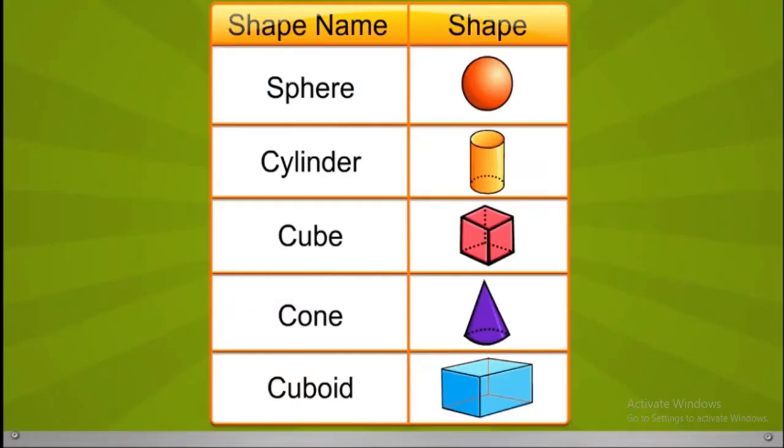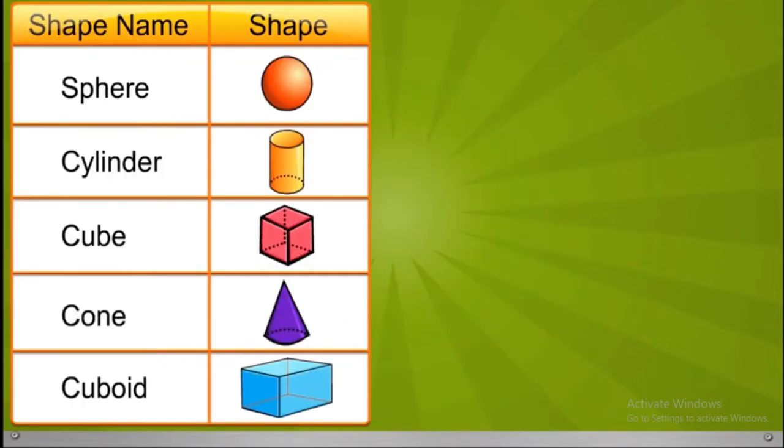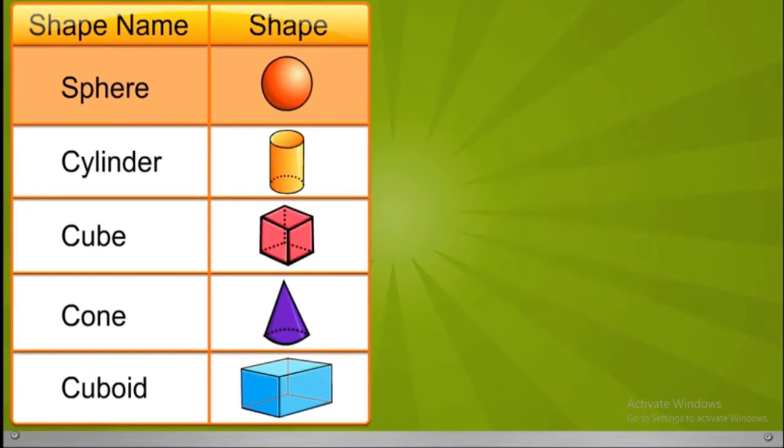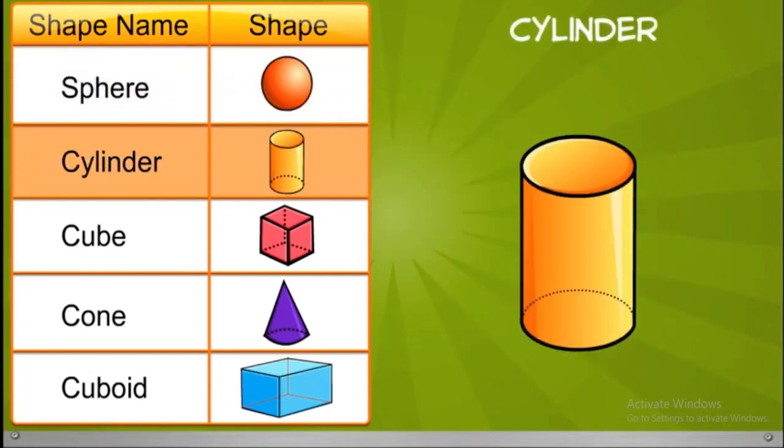You have learnt about many shapes. You know how each shape looks like. You should also know the name of each shape. A sphere looks like this. This shape is called a cylinder. See it carefully.